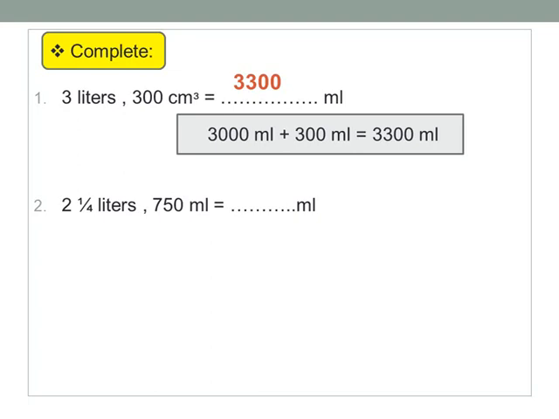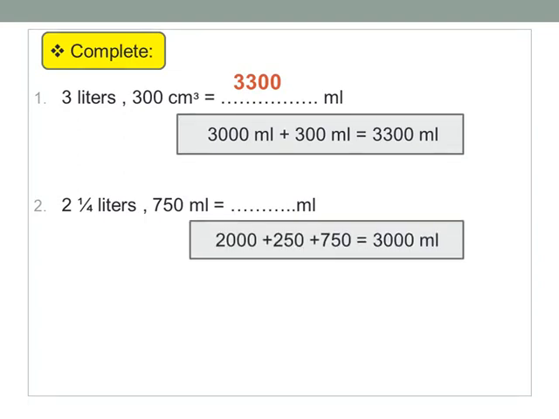We should divide this part into 2 parts, 2 liters and ¼ liters. Okay, 2 liters are equal 2000 milliliters, and we remember that ¼ liter equal 250 milliliters. Now, if we write all the units here, it will be 2000 milliliters and 250 milliliters and the 750 milliliters. Do it in your mind and the answer will be 3000 milliliters.